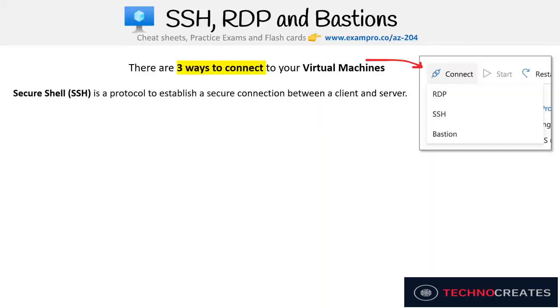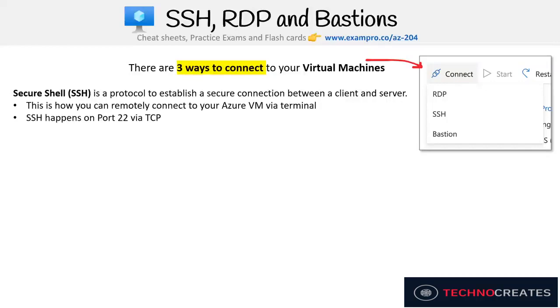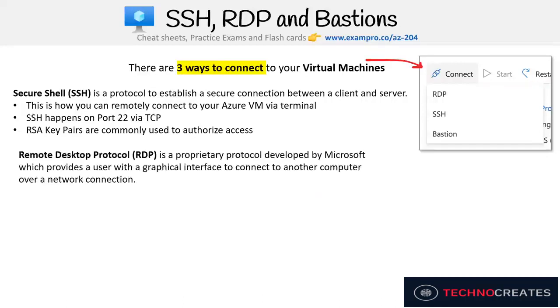The first is Secure Shell, and this is a protocol to establish a secure connection between a client and server. This is how you can remotely connect to an Azure virtual machine via a terminal. SSH happens on port 22 via TCP. Port 22 is something you should absolutely remember as SSH. And you will generally use an RSA key pair to gain access. You can also use a username and password, but most people don't do that anymore.